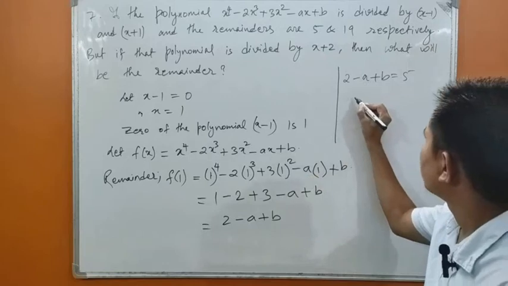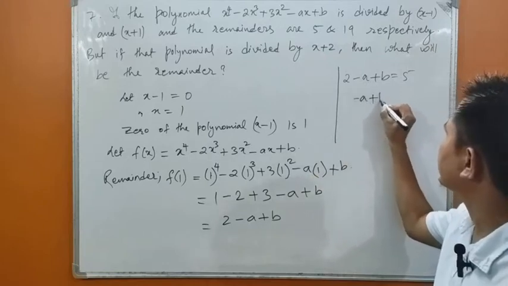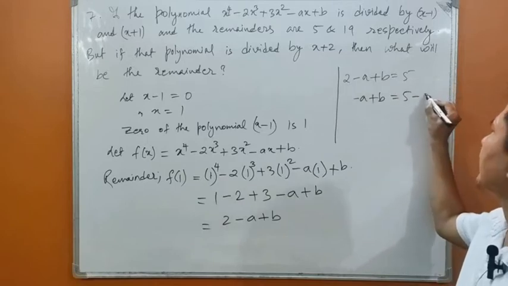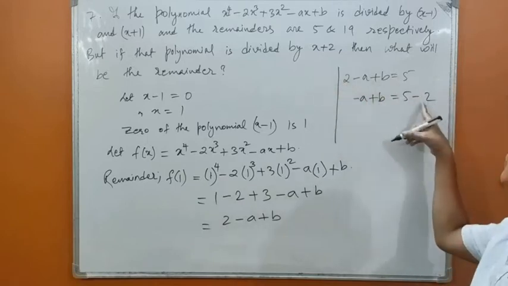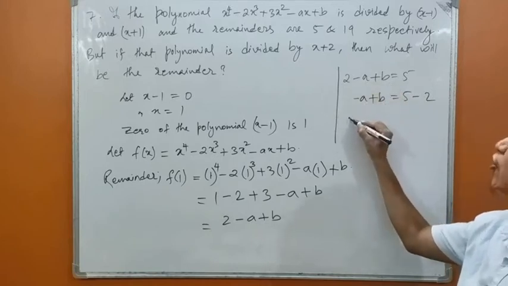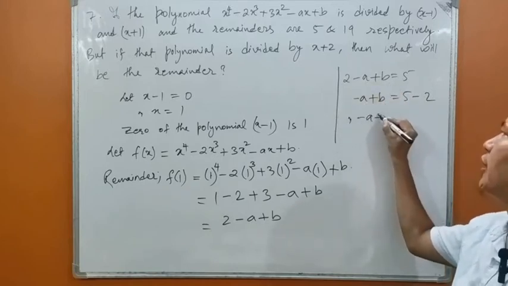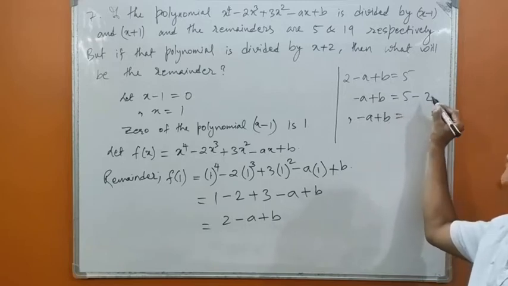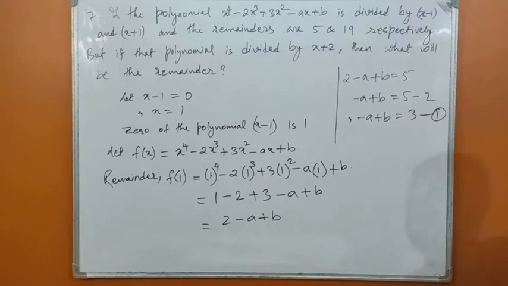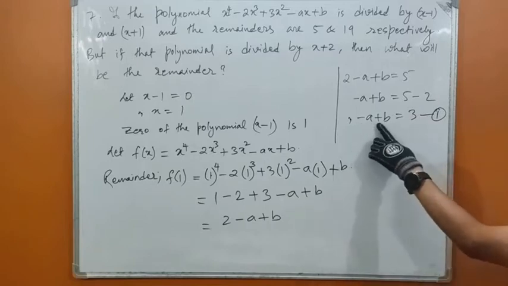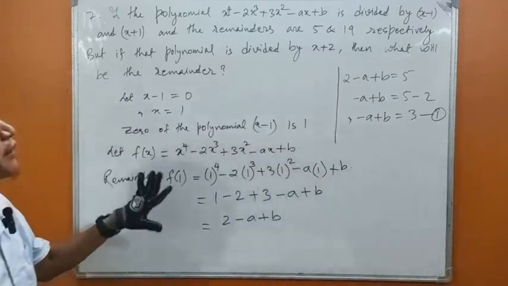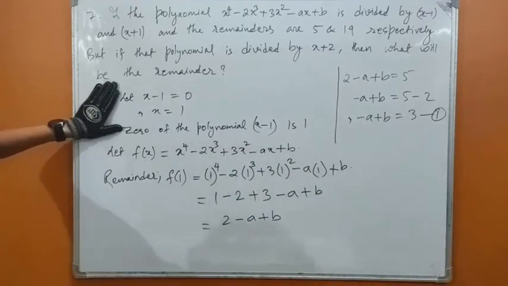So minus a plus b equals to plus 2. When we take it to the right hand side, plus 2 becomes minus 2, isn't it? Minus a plus b remains in the left hand side as it is, so minus a plus b equals to 5 minus 2, which is 3, isn't it? This is equation 1. Minus a plus b equal to 3. This is equation 1. Now please take a screenshot of this part. I'm going to erase this and continue the second part.